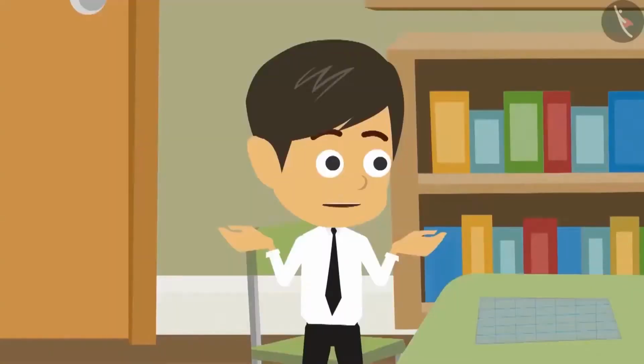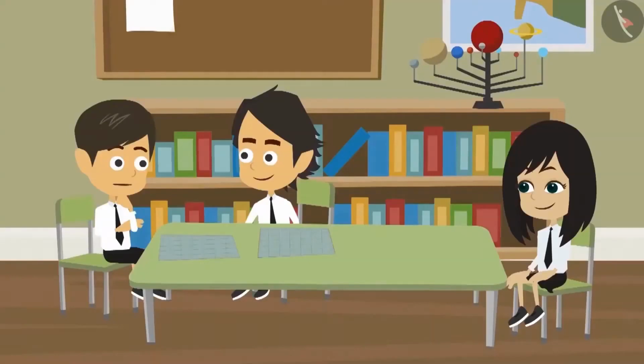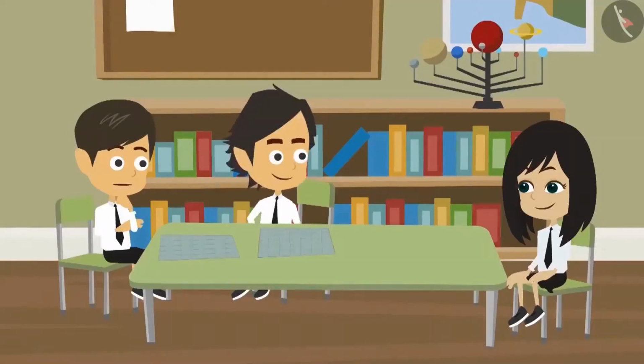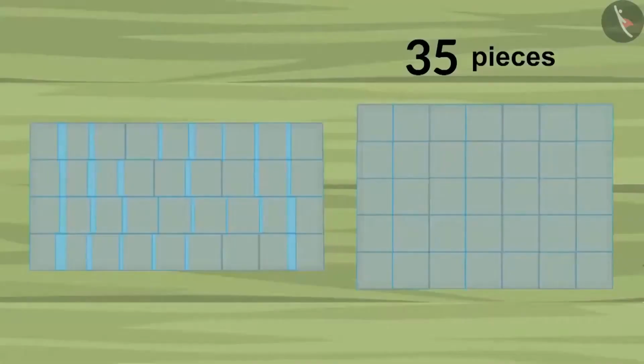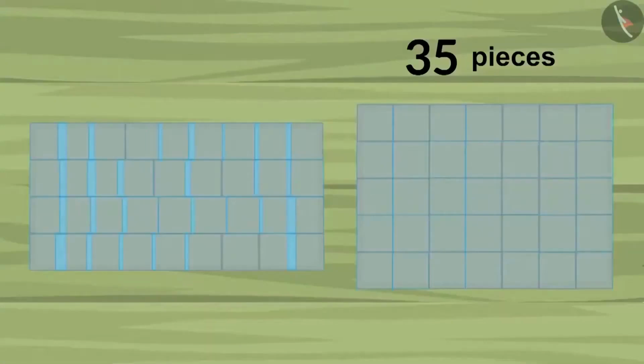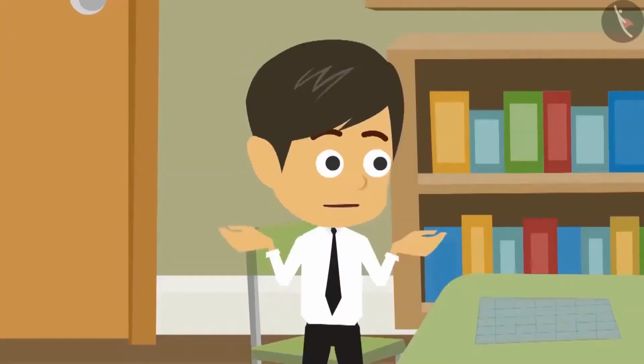You have incorrectly measured the cardboard. Why? What's wrong with it? Look, you have placed a few pieces on top of each other. That is a wrong way to measure. So, you can't place the pieces on top of each other? Yes, the pieces should not be overlapped and there should be no gaps between them, like Ayushman has placed. That's how you will get the correct measurement. Okay, so what should I do now?